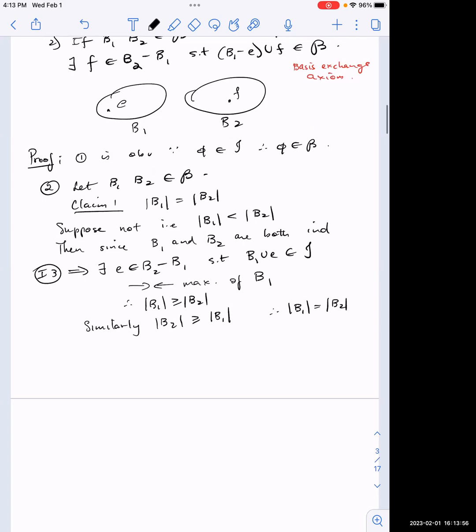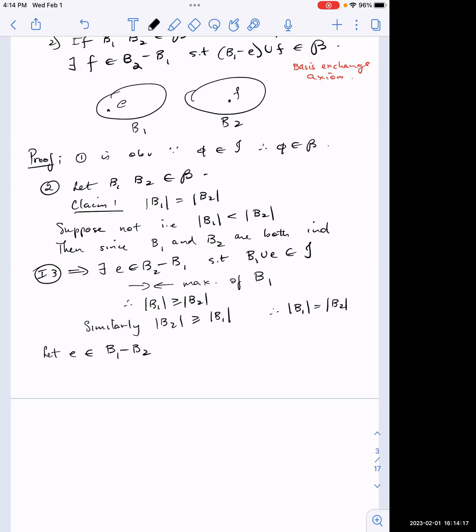Okay, so continuing, let E be in B1 minus B2. I see that there are several more people I didn't notice. Feel free to stop me at any point. You're welcome to ask questions and stop me at any time, okay?